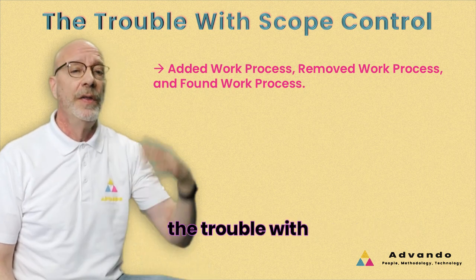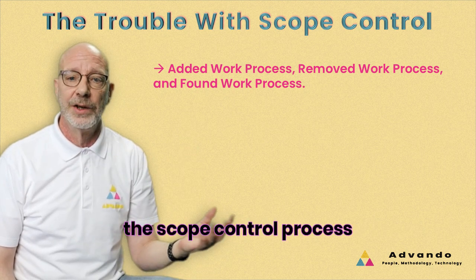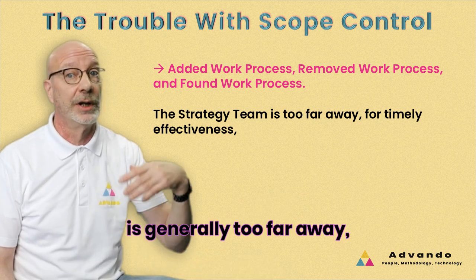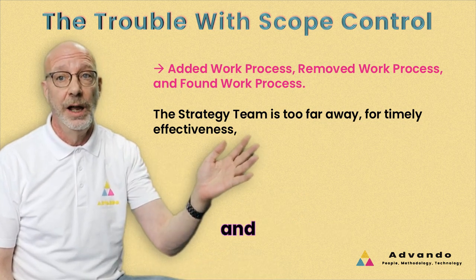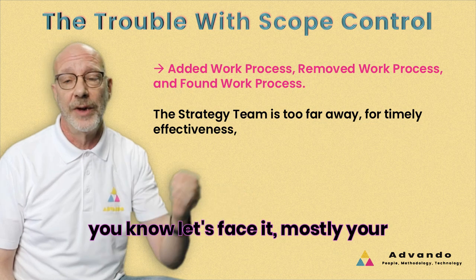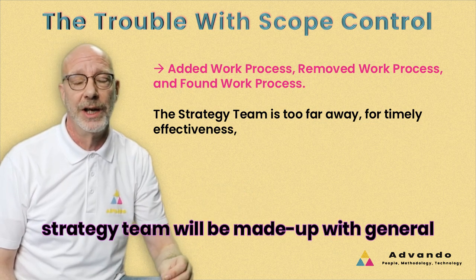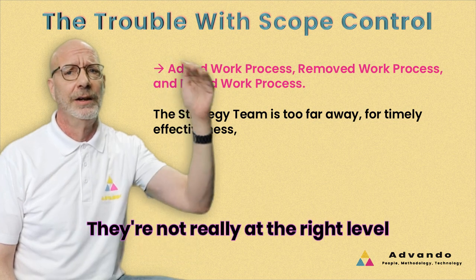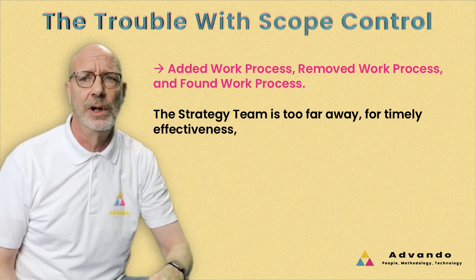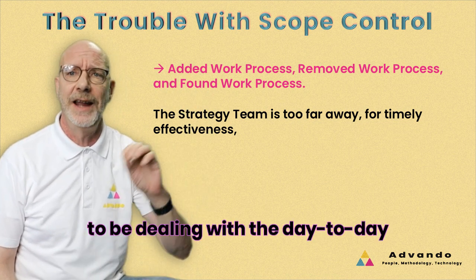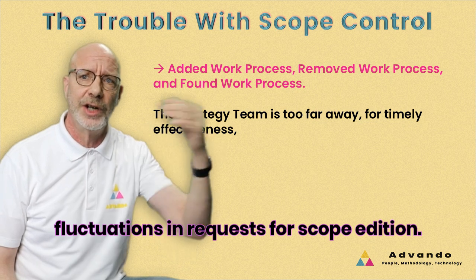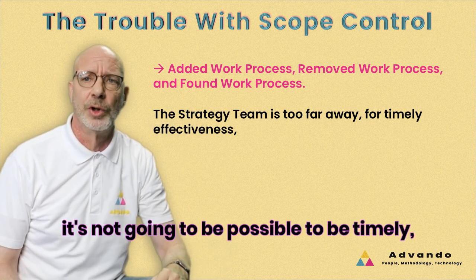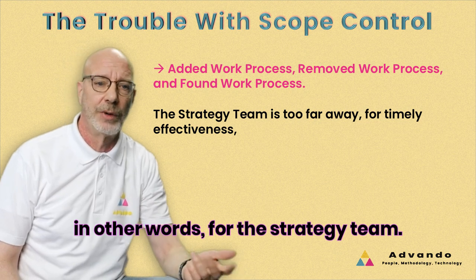So that gives us an added work process, a removed work process, and a found work process. Now, the trouble with the scope control process: the strategy team is generally too far away, and let's face it, mostly your strategy team will be made up of general managers and vice presidents. They're not really at the right level to be dealing with the day-to-day fluctuations in requests for scope addition. So it's not going to be possible for the strategy team to be timely.